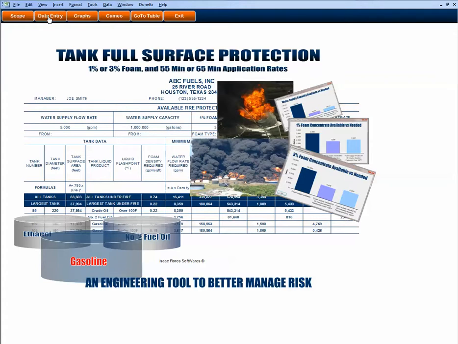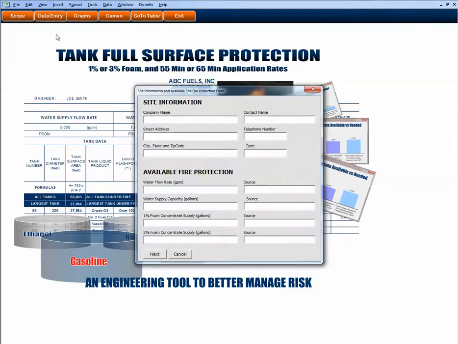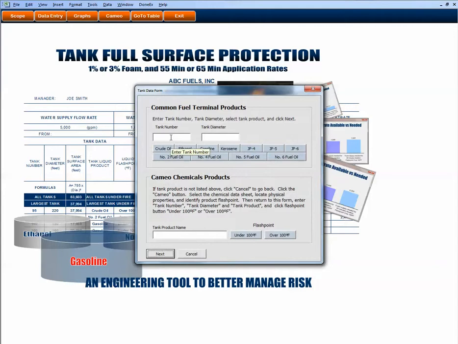We click the data entry form. No need to refill this form. The data is in memory. It's blank now, but the data is in memory. So we're going to click next. And now enter a tank number for benzene. Our tank number is 95. Our tank diameter is 120. And now we go to tank product name and enter the product name, benzene.